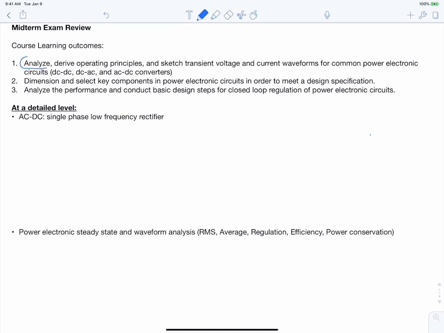The first is being able to analyze a converter. The second is to be able to derive operating principles. And the third is to be able to sketch transient voltage and current waveforms. And we want to be able to do each of these three things for three different converter types. That is DC to DC converters, DC to AC converters or inverters, which we haven't yet talked about, and finally AC to DC converters or rectifiers, which is what we started the class on. So all three of these things are what we have been developing in class up to this point.